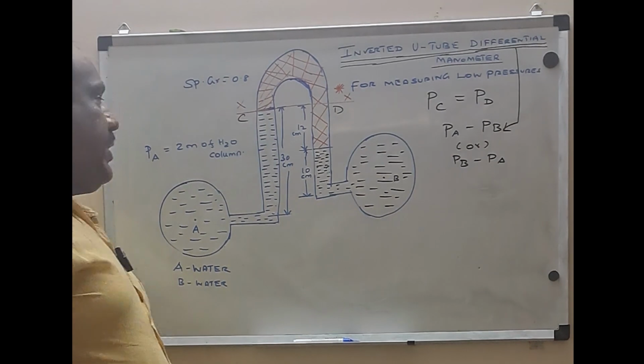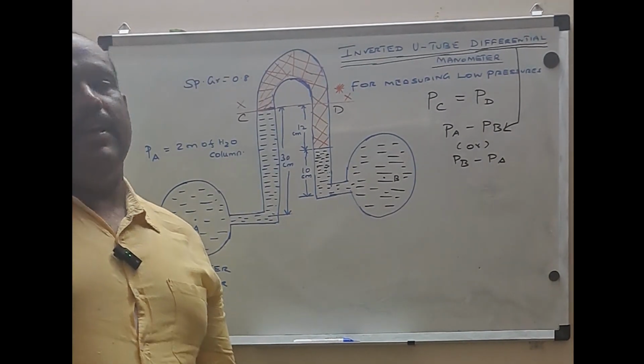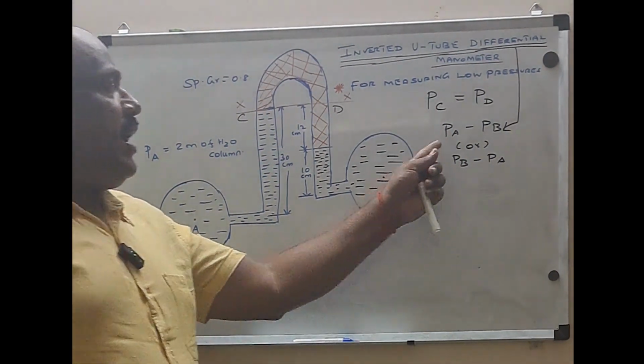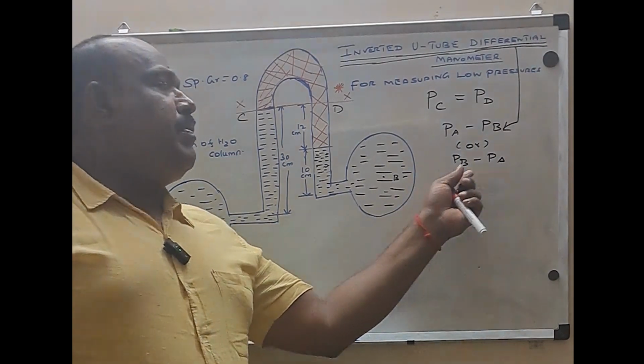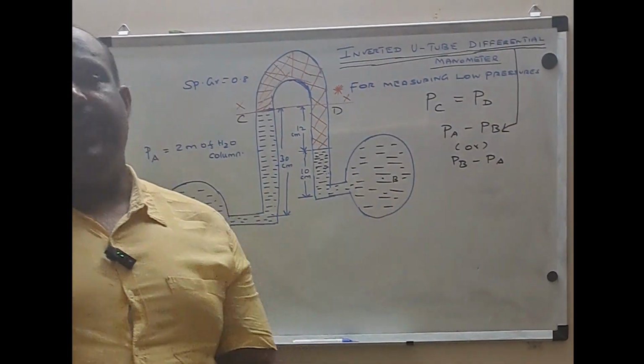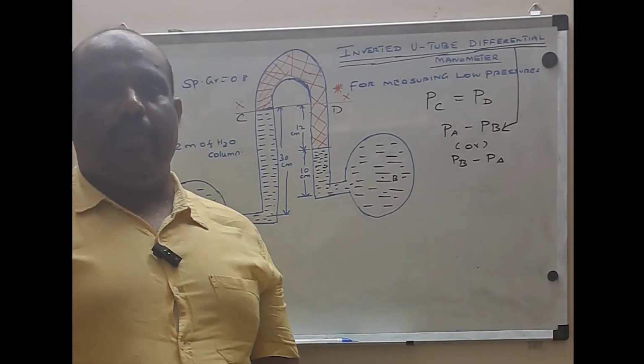But in this problem, they have given the value of PA also. So what can they ask? They can ask only for PB, because PA minus PB or PB minus PA can be found out. But in this problem, they have given PA, so they may ask you to find only PB. What is the pressure of the liquid B?